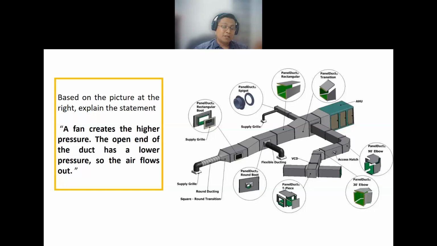Based on the question, the focus is on the pressure. The fan will produce the high pressure, but the end will be low pressure, to allow the system of airflow. That's why we need to produce the high pressure at the first point, and the first point is considered a fan. So that's why the statement says a fan creates the high pressure to create the flow system.